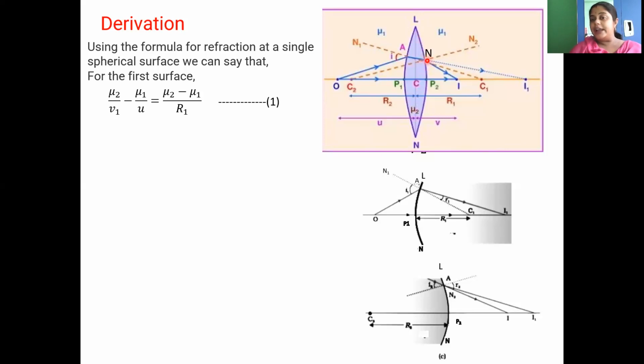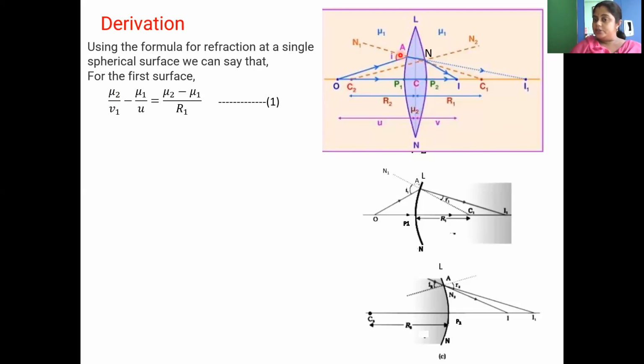Now, for the second surface, AN will be the incident ray, which is directed towards I1. So we can treat I1 as the virtual object for the second surface. Is it clear? For the second surface is actually present.